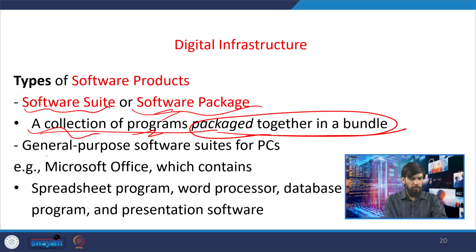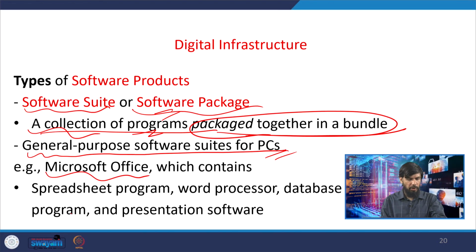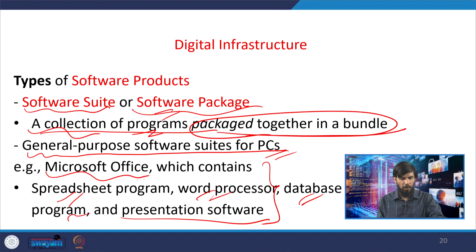One category within this is general purpose software suites for PCs. For example, Microsoft Office, which will contain a spreadsheet program, word processor, database program, presentation software. This is a kind of bundling. So we call this a software package. Microsoft Office is more of a software package. It has a collection of programs, and typically these will have a spreadsheet, Word, and all these kinds of programs.